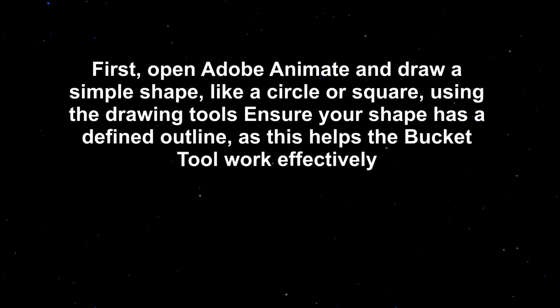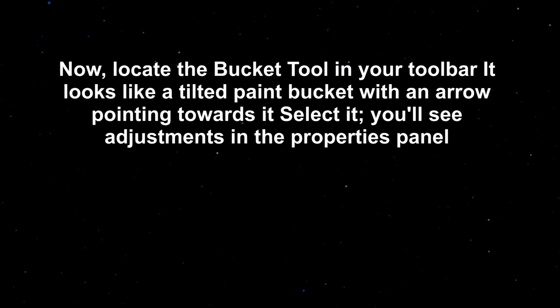Using the drawing tools, ensure your shape has a defined outline, as this helps the bucket tool work effectively. Now, locate the bucket tool in your toolbar. It looks like a tilted paint bucket with an arrow pointing towards it. Select it. You'll see adjustments in the Properties panel.